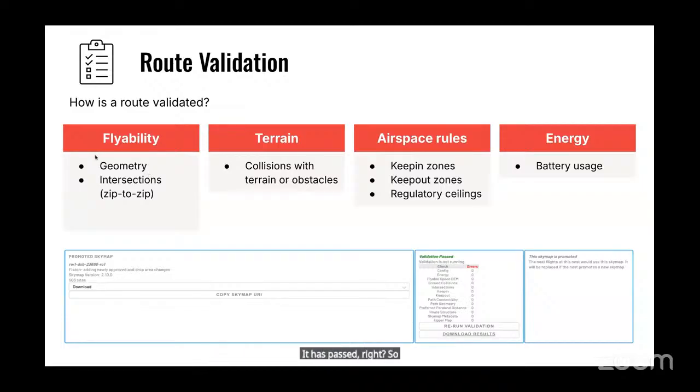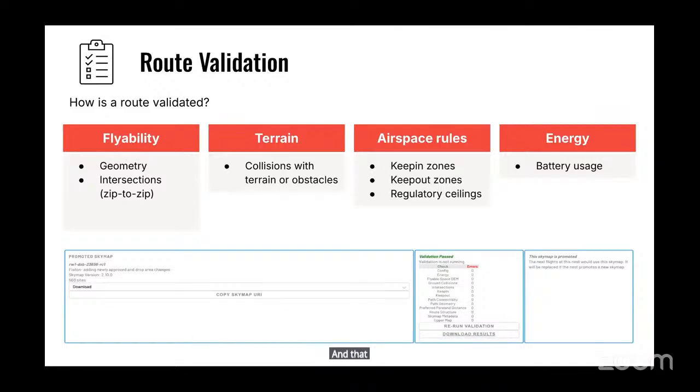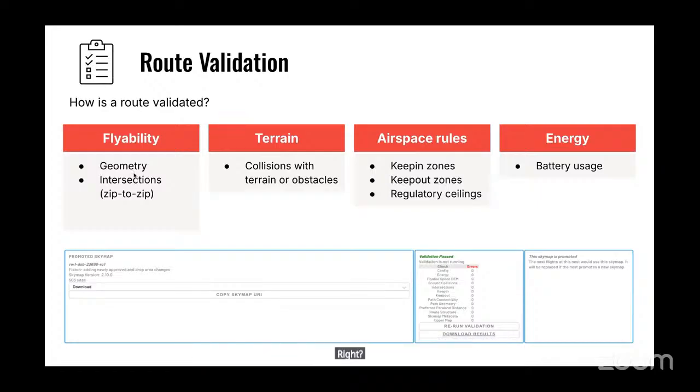In terms of route validation, we have some parameters that we are looking at. So we want to check for flyability. That is the geometry of the routes, and that is what I talked about earlier when it comes to the kind of turns in the routes, right? We don't want to make them too sharp so that the vehicle can still make those turns. And then the intersection is the zip to zip communication.